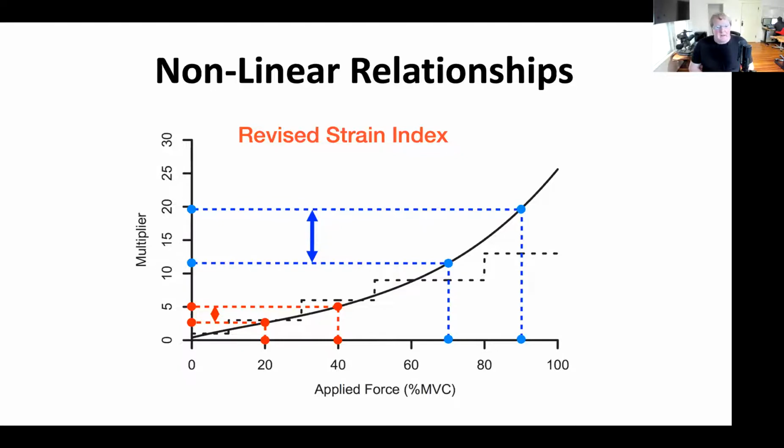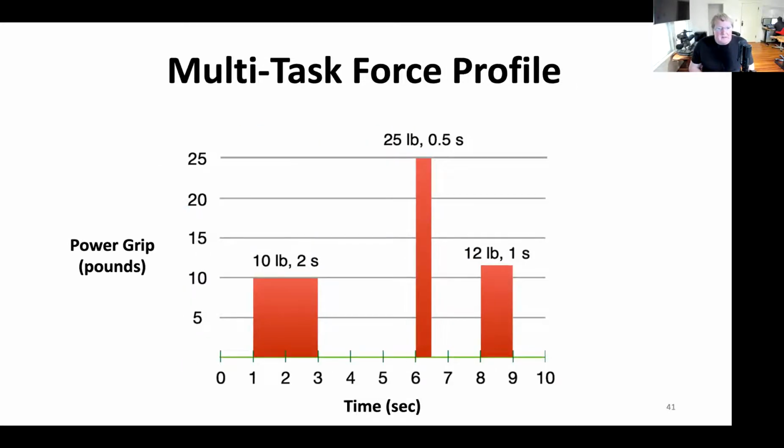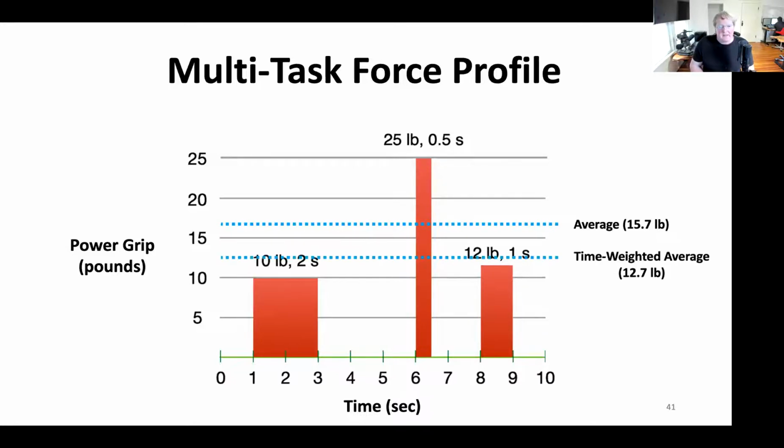Now, if we go to the next slide, this is a multitask profile. I've always been frustrated that with many of the single task models, you can only put in one value for force, for frequency. So you wind up using the average. Here we have a 10-pound force for 2 seconds, a 25-pound force for half a second, and a 12-pound force for 1 second. Our average is 15.7. We could do a little bit better. We could do a time-weighted average, or we can use a worst case.